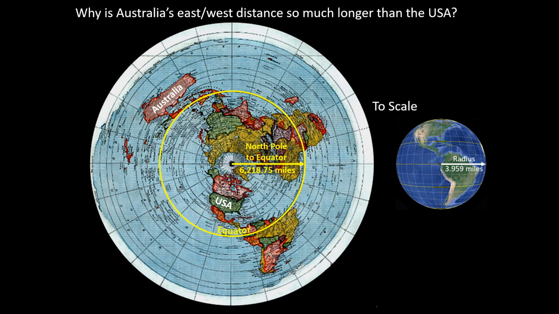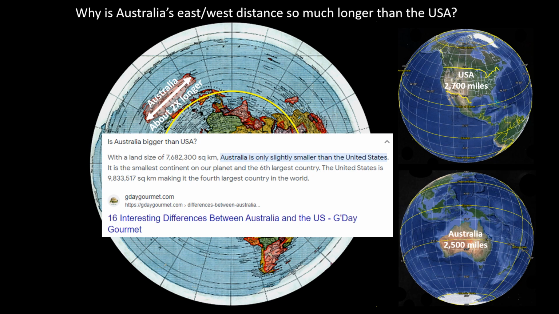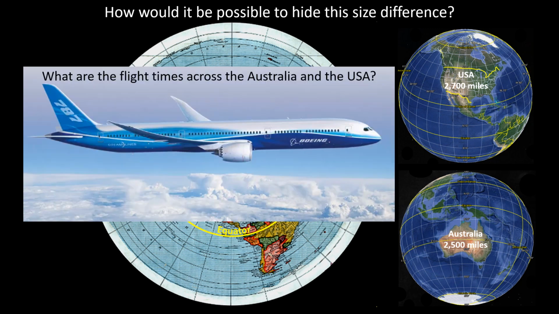One glaring example is, why is Australia's east-west distance so much longer than the United States on the flat Earth map? You can see that it's about 2 times longer in length. But on the globe, Australia is about 200 miles less in distance east to west. And when you do a Google search about this, they all say the same thing. Australia is only slightly smaller than the United States. So again, Nathan, how would it be possible to hide this size difference? And where is your scientific evidence that Australia is actually almost twice the length from east coast to west coast than the United States? But here's a very easy way to find out who's correct.